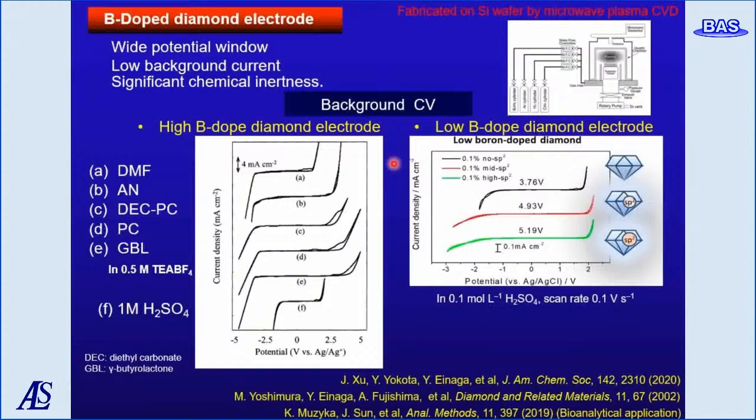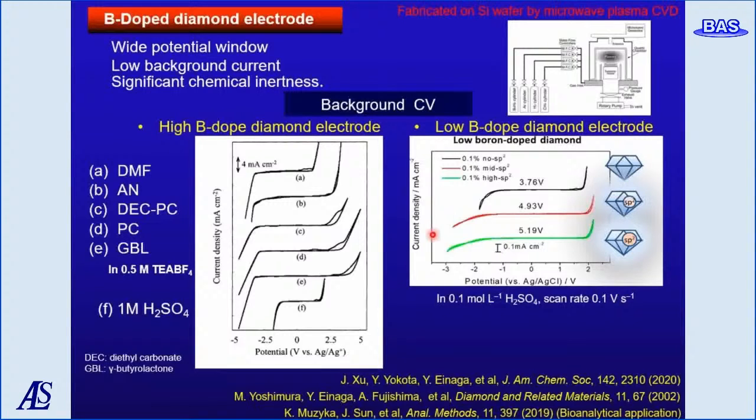BDD electrodes exhibit a wide potential window with low background current, and are also chemically inert, the same as platinum electrodes. Recently, diamond electrodes have become commercially available, even from chemical suppliers such as Sigma Aldrich, though expensive. Here is the background current on CV in different solvent supporting electrolyte conditions.